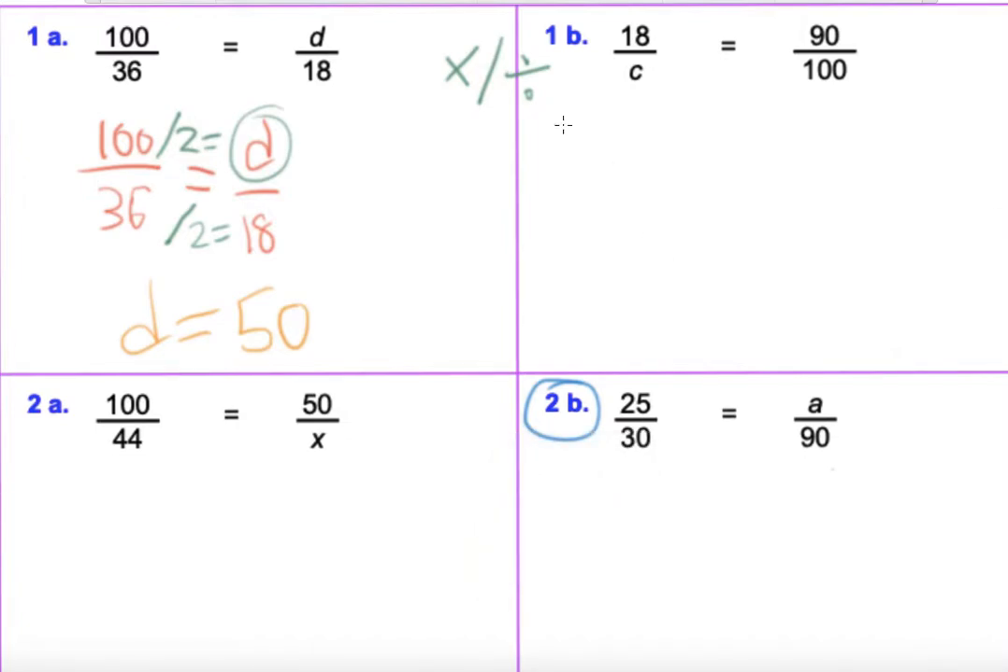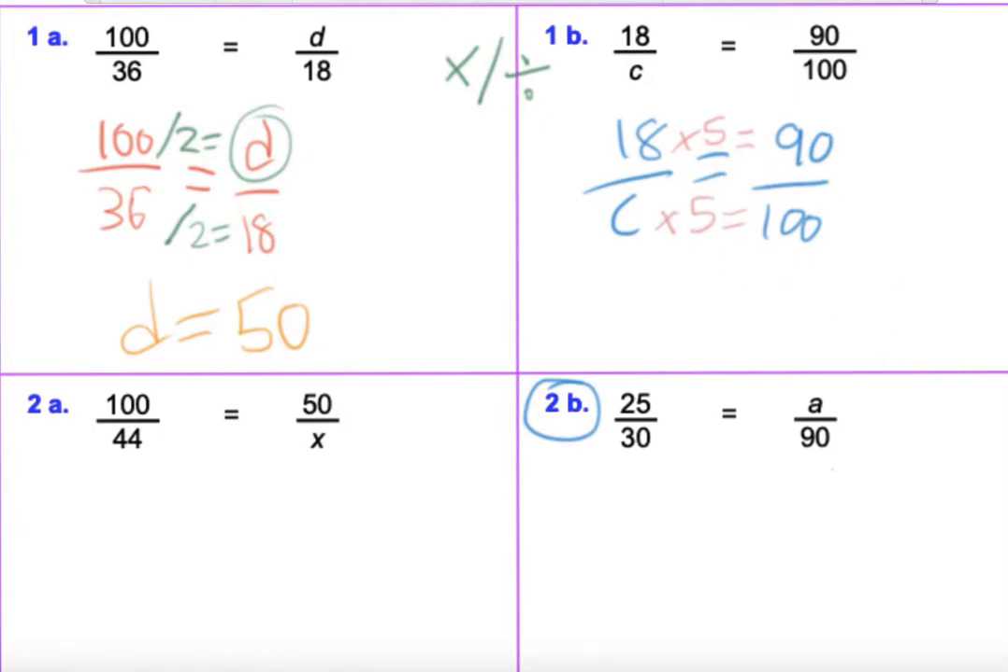Let's do this one. 18 over c is equal to 90 over 100. So same thing. We're gonna go this way. How many times does 18 go into 90? 18 goes into 90 5 times. Yeah, 5 times. So 18 multiplied by 5 is 90. And like we said, whatever we do to the numerator, we do to the denominator, same thing. So c times 5 is equal to 100.